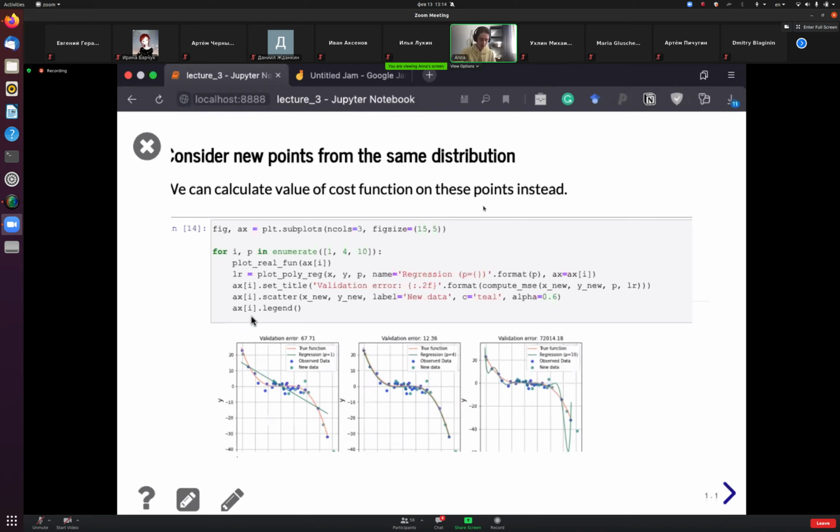We see that the validation error of the first model is 67, and validation means computed on the validation dataset. For the middle one, it's 12, and for the last one, it's 72,000. So now we see that based on validation error, the middle model is the best one out of these three, and that's also what we observe from the two-dimensional plot.